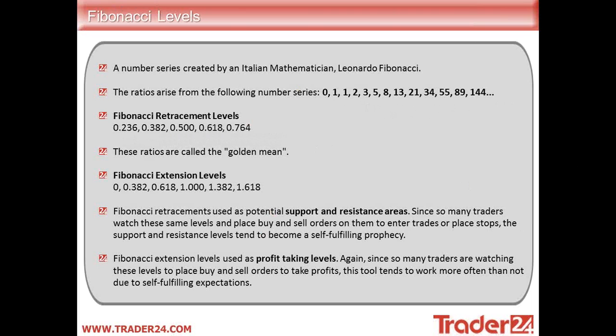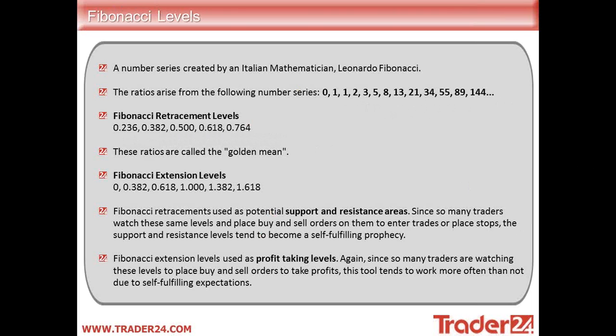Other important levels for us in extension, if you want to call it that, are your 0.38, 0.61, your 1, your 1.38 to 1.61. All right, so how do we use these levels? Firstly, we use the Fibonacci retracement levels as potential support and resistance areas. Because this is such a popular technique, so many traders watch these same levels and place buy and sell orders on them to enter trades or place stops.